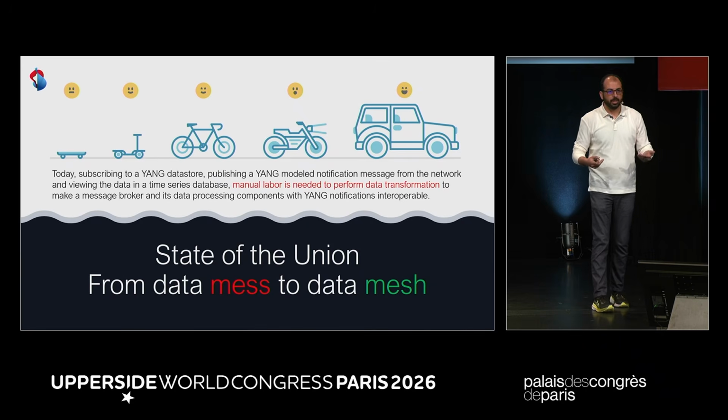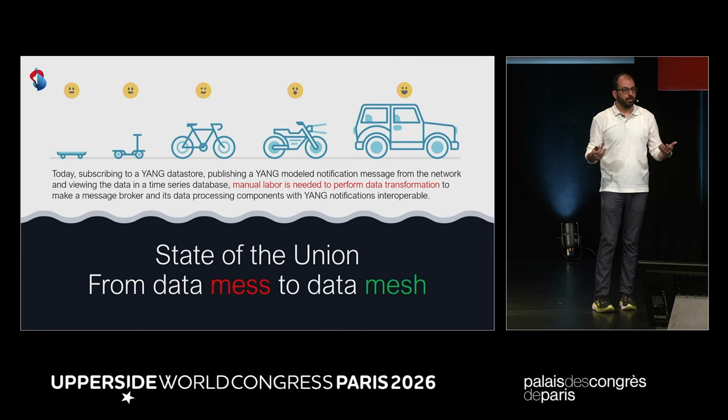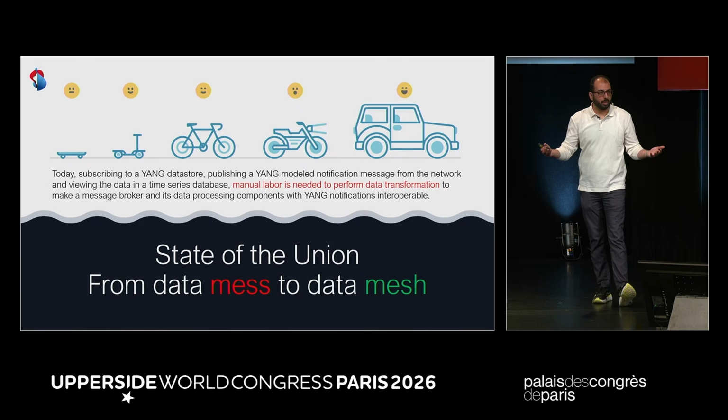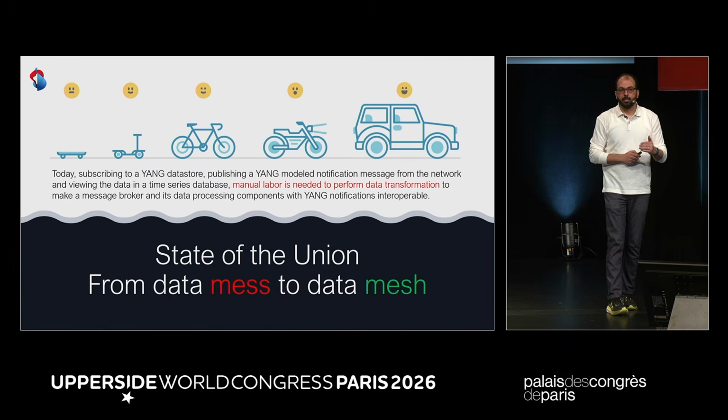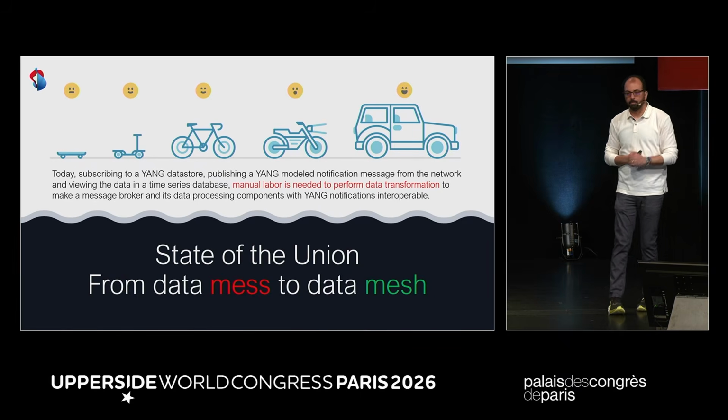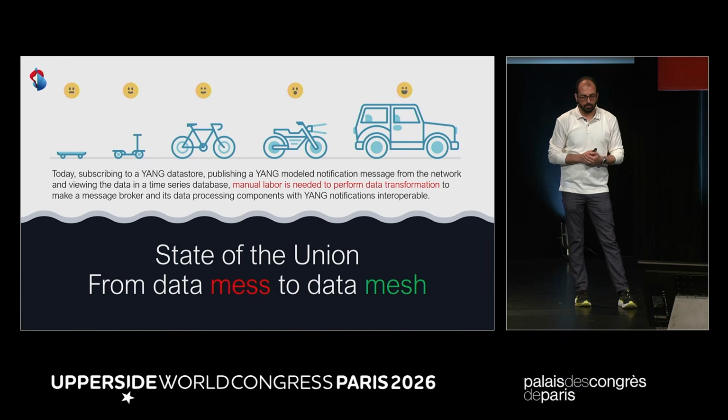If you have an anomaly detection system that uses the data from the network to give you an anomaly, you need to be able to share it with other applications so they know what's the state of the network. And that's what we talk about when we talk about the data mesh. This is a term that comes from big data studies.